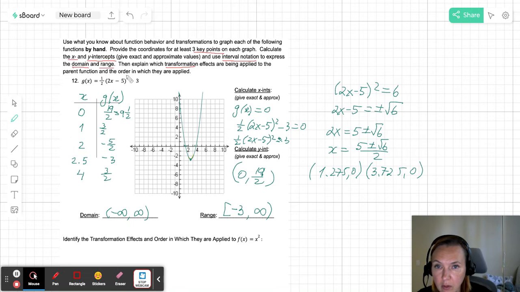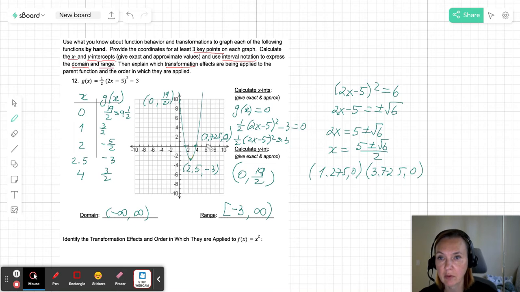We need to label, where does it say? Provide the coordinates for at least 3 key points on each graph. So I can label this point and say that it is (2.5, -3). I can provide the coordinate for the y-intercept, which was (0, 19 over 2). And then I'm just going to label this point, which was (3.725, 0).